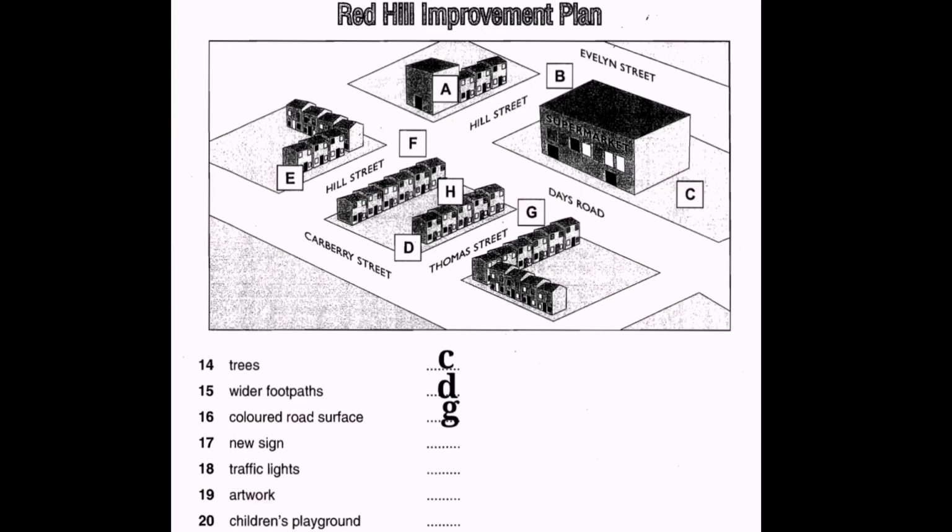Listen to the audio again. We think it's very important to separate the local residential streets from the main road. So, the roadway at the entrance to Thomas Street from Days Road will be painted red. This should mark it more clearly and act as a signal for traffic to slow down.